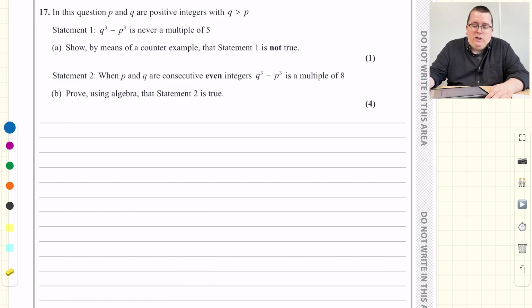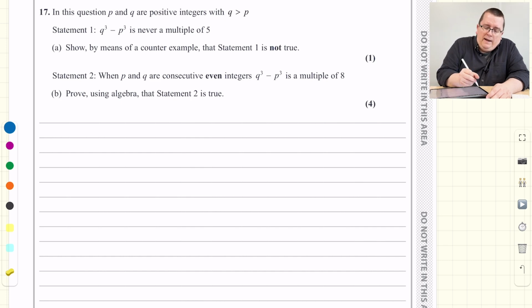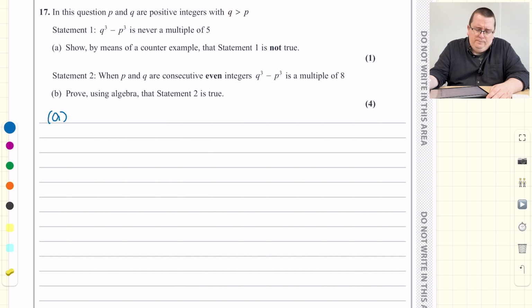In this question, p and q are positive integers with q greater than p. Statement 1. Q cubed take away p cubed is never a multiple of 5. Part A, show by means of a counterexample that statement 1 is not true. So, essentially we just need to choose a q and p that fit, that q is greater than p, and show that that's a multiple of 5.